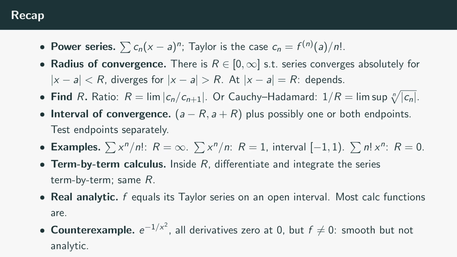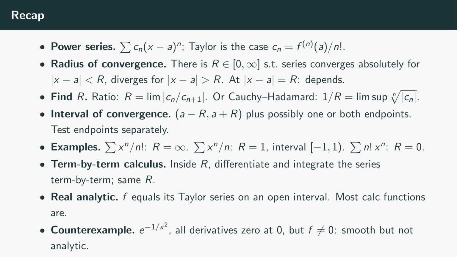Worked examples: the sum of x to the n over n factorial has r equals infinity. The sum of x to the n over n has r equals 1, with interval from minus 1 to 1, closed on the left, open on the right. The sum of n factorial times x to the n has r equals 0. Inside the radius, you can differentiate and integrate term by term, and the resulting series has the same r. This gave us the slick derivation of the natural log series from the geometric series.